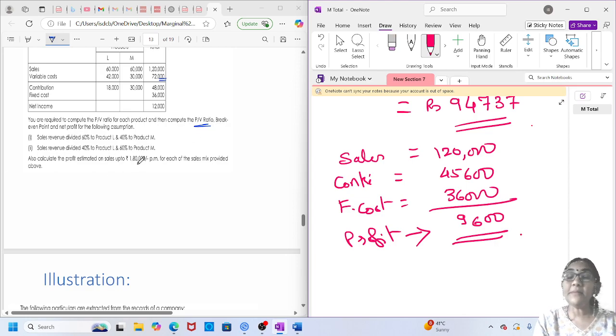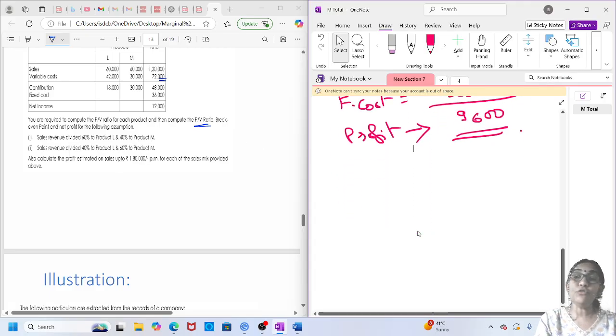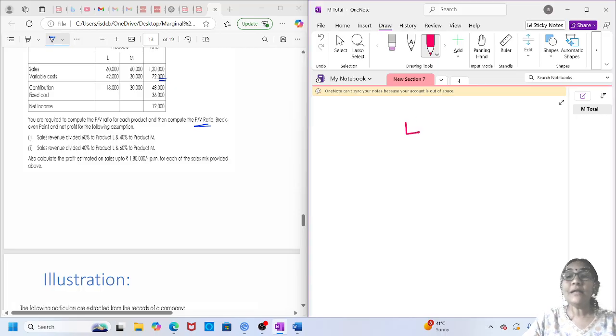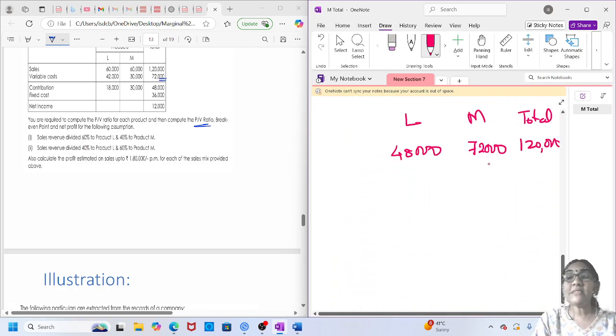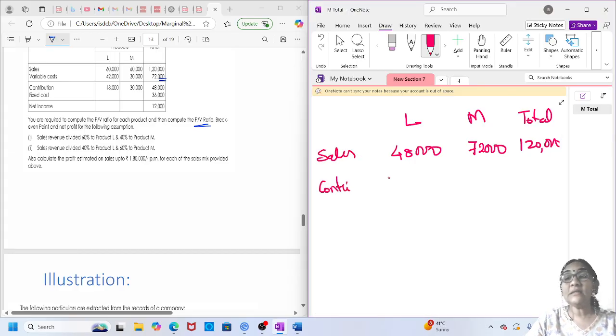Right? So similar working can be done for sales revenue where the ratio is now changing to 40-60. So L is 40, M is 60, total will be 1,20,000, right? So 40% of 1,20,000 is 48,000. 60% will be 72,000, right? Same thing, now it has become reverse. 30%, this is your sales. Contribution we had calculated earlier, 30%. So 48,000 into 30%.